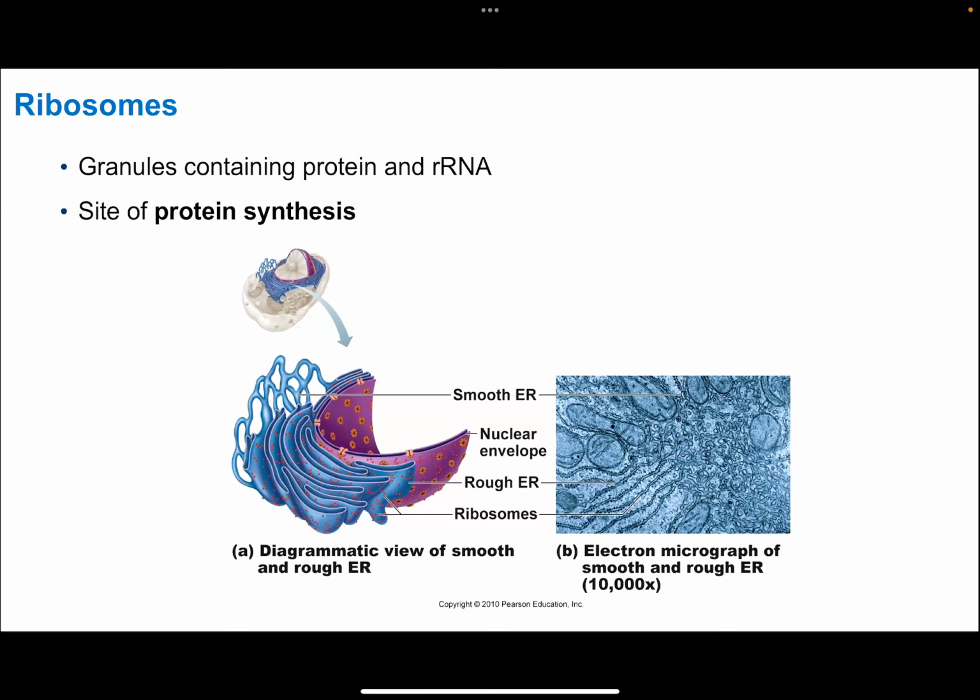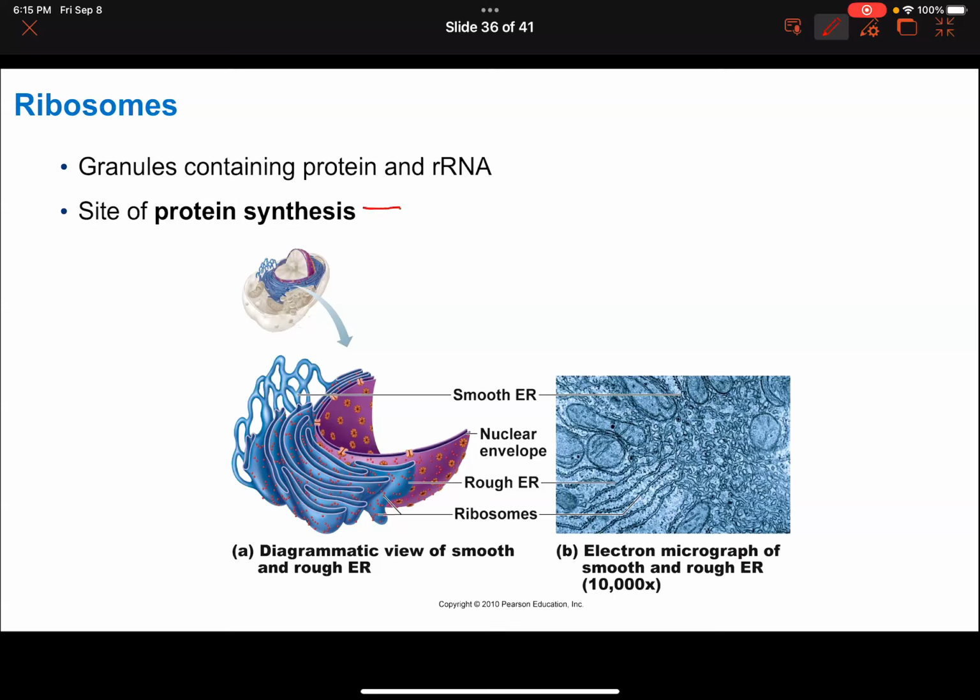Now the ribosomes, which we can find on the outside or the external layer of the rough endoplasmic reticulum, their job is to hold the protein and the ribosomal RNA. Remember that ribosomal RNA is produced in the nucleolus. And the other main job of the ribosome is to produce proteins. So protein synthesis is going to happen with the ribosomes, and we will see that in the process of translation. They're heavily involved in translation, which is protein synthesis.